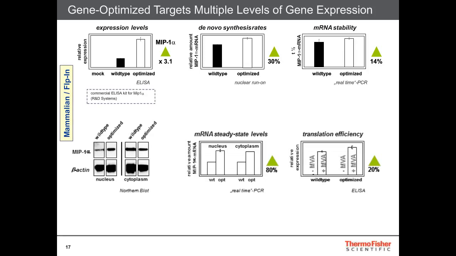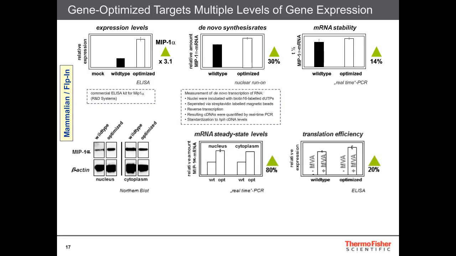And in order to do this, and I will not go into the experimental details here, what we measured is, for example, by using a nuclear run-on assay, de novo synthesis rates. And what came out of these nuclear run-on experiments was that de novo transcription rates were increased by 30% using an optimized construct. We also measured mRNA half-lives by doing real-time PCR analysis, and could demonstrate that mRNA stability increased by 14% using the optimized construct.